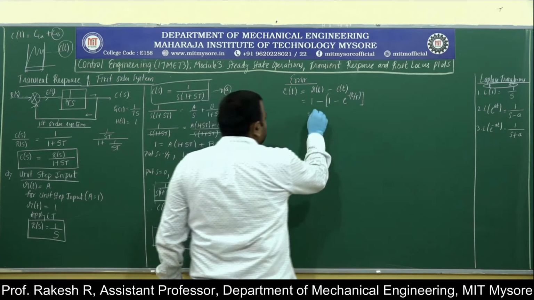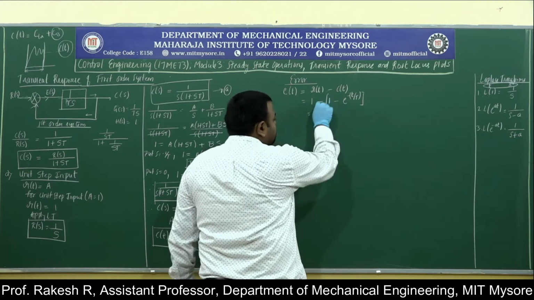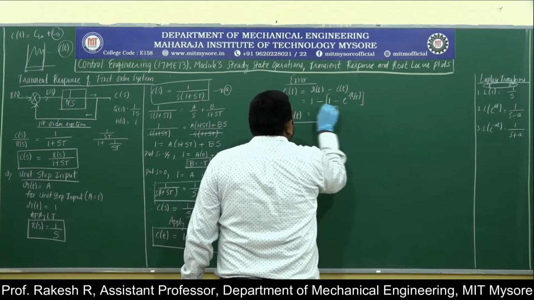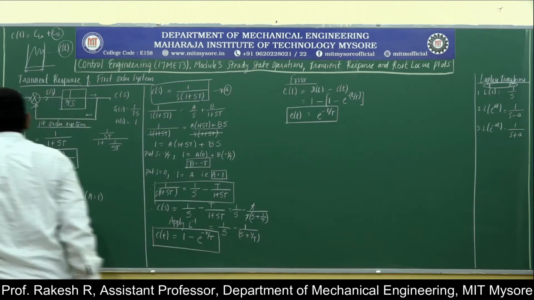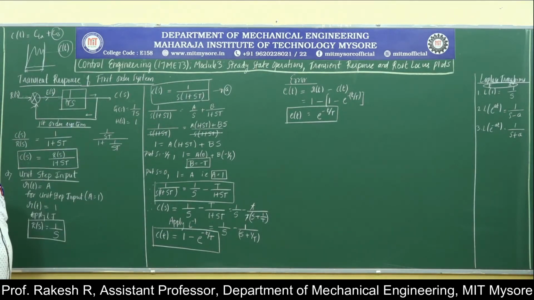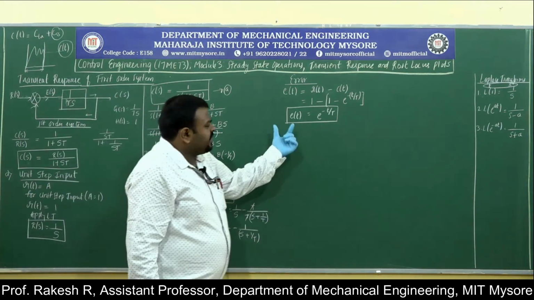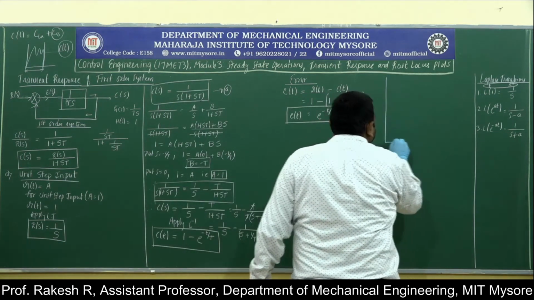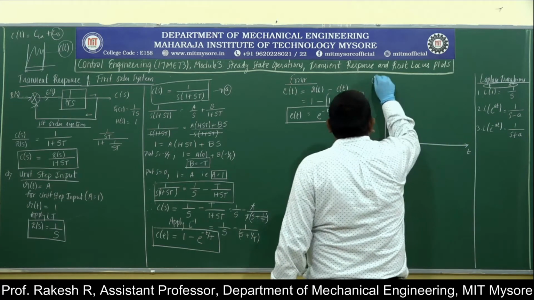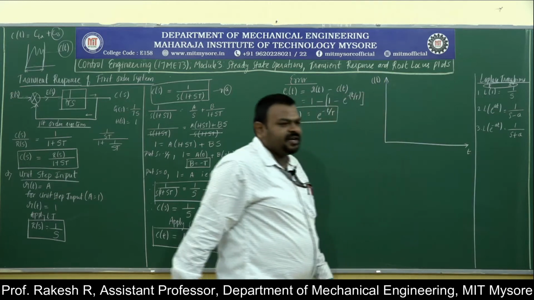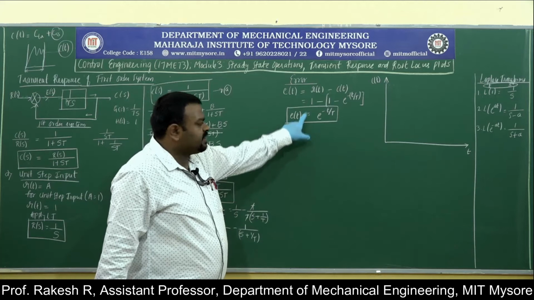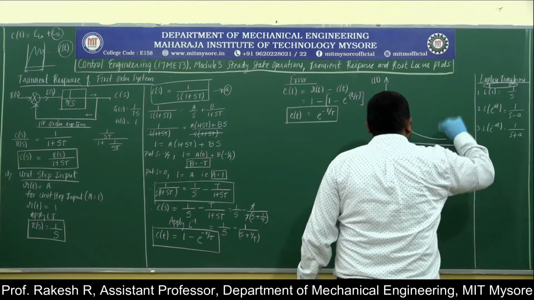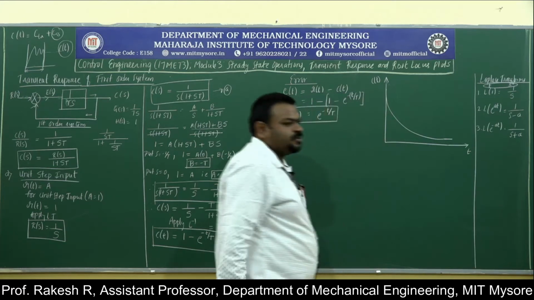If I multiply, the 1 cancels, and minus into minus gives plus, so e to the power of minus t by T is the error signal for unit step input. That means the error signal varies exponentially. If I draw a plot of time versus controlled output variable, the error signal will be decreasing exponentially. This is the error signal plot for this type of response.